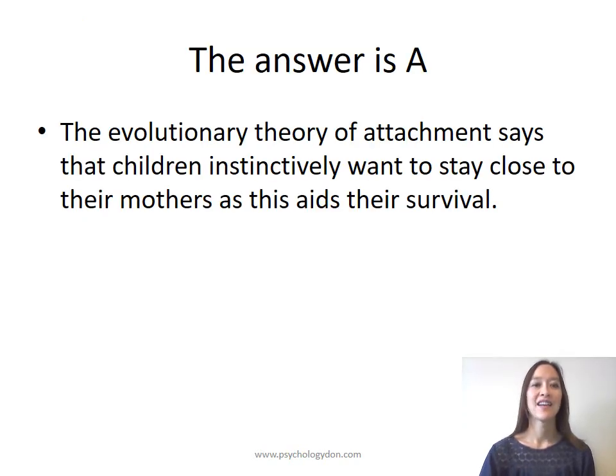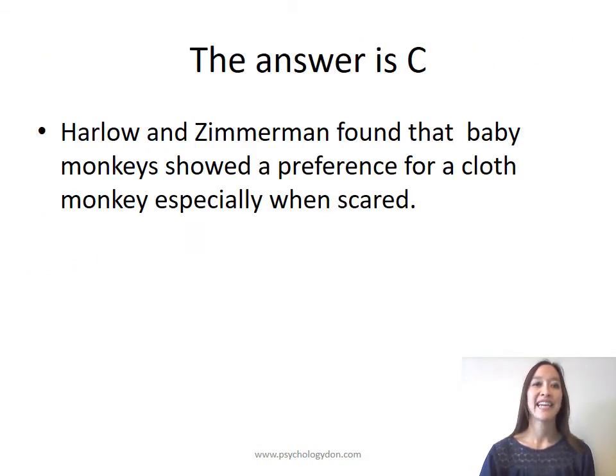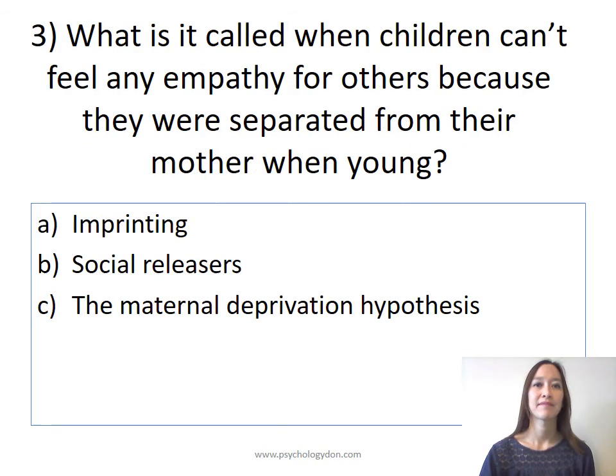The answer is A. The evolutionary theory of attachment says that children instinctively want to stay close to their mothers, as this aids their survival. Question 2. Who did the study on monkeys that supports the idea that children use their mothers as a safe base? Is it A, Lorenz, B, Bowlby, or C, Harlow and Zimmerman? The answer is C. Harlow and Zimmerman found that baby monkeys showed a preference for a cloth monkey, especially when they were feeling scared.